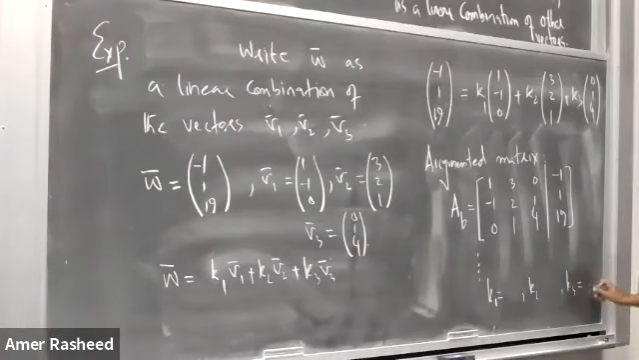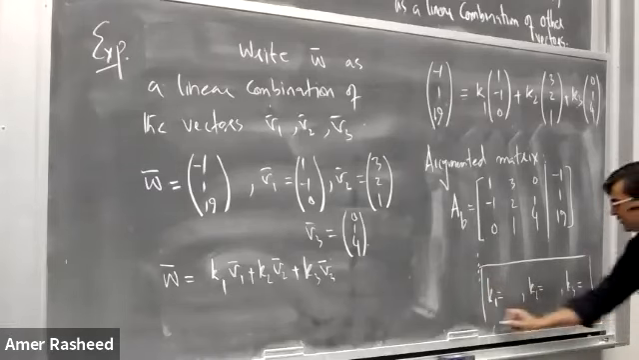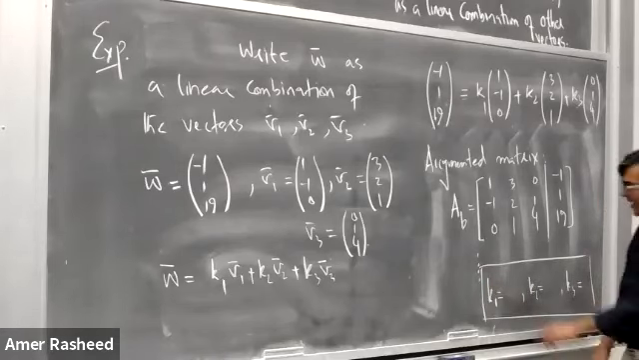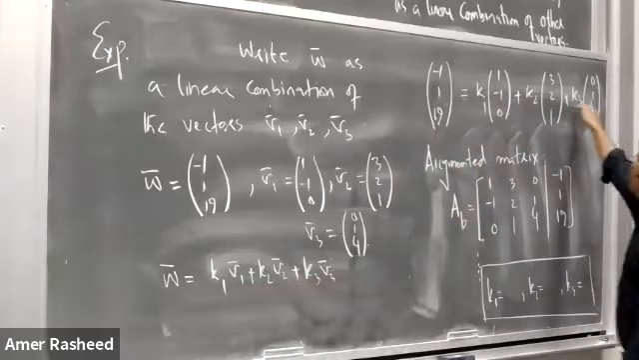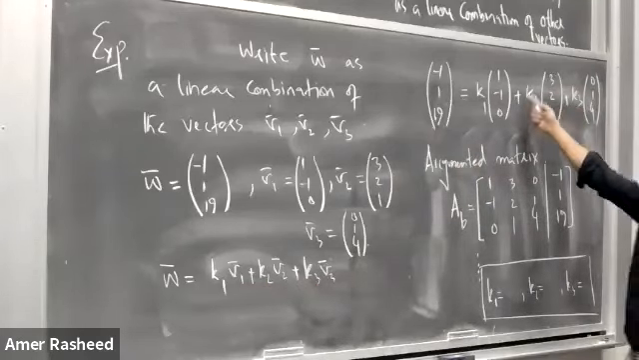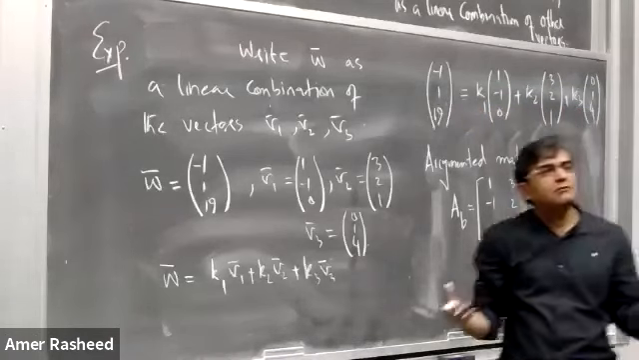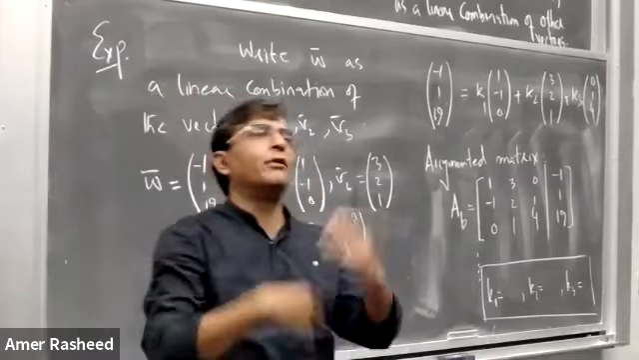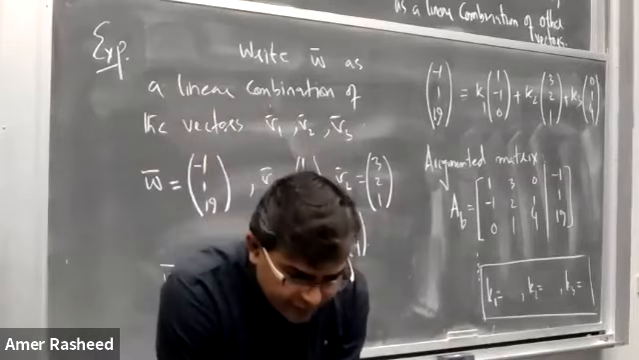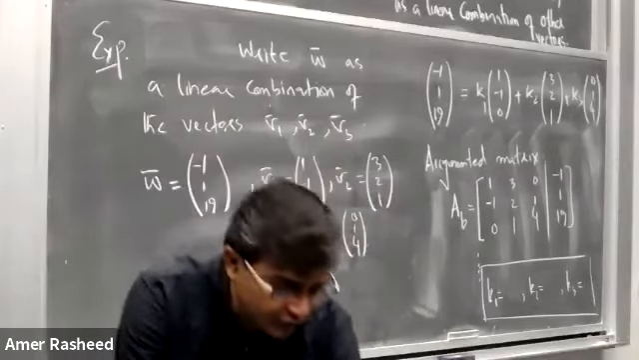Okay, if these values exist, then you can check by putting these values in this expression and solving this side. If you get the right hand side here, you can say that we can write W as a linear combination of the vectors V1, V2, V3.